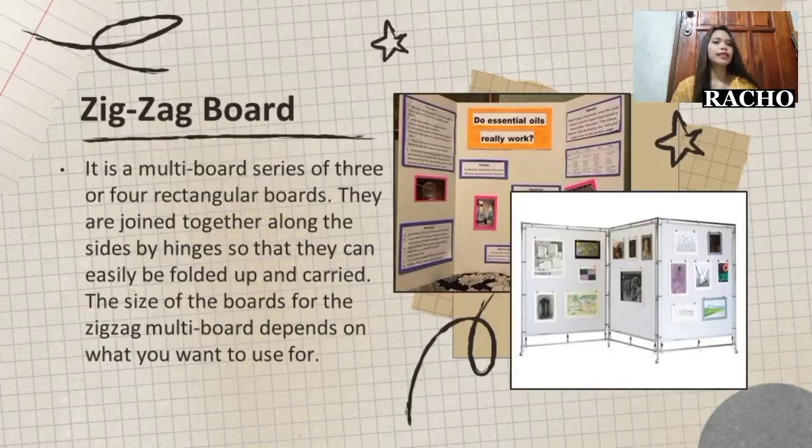Next is zigzag board. So what is zigzag board? Zigzag board is a multi-board series of 3 or 4 rectangular boards. They are joined together along the sides by hinges so that they can easily be folded up and carried. The size of the boards for zigzag multi-board depends on what you want to use it for. So zigzag board can present more than one subject in one activity without removing or erasing the first activity. It is very useful for brainstorming, block diagrams, timelines, and multiple topics to discuss in one period of time.